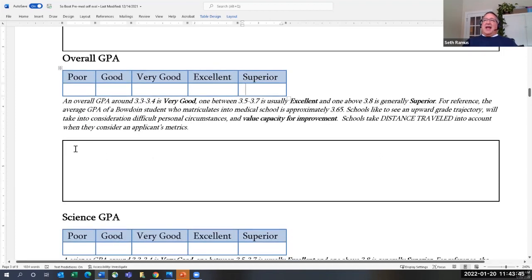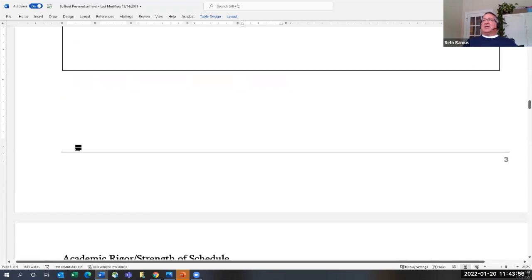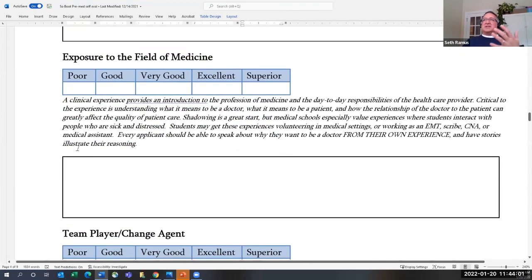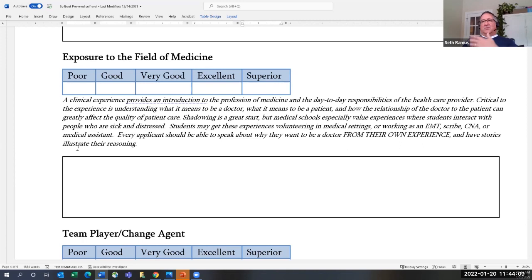So you'll see that every single one of these boxes, not only is there an opportunity for you to pick something, but I'm looking for some explanation also as to why you picked what you did. Of course, there are metrics. Exposure to the field of medicine, as I said, is critically important, even in the context of the pandemic. Everybody needs to show that they know what they're getting into, if for no other reason than to affirm to yourself that you understand why you're on this pathway.